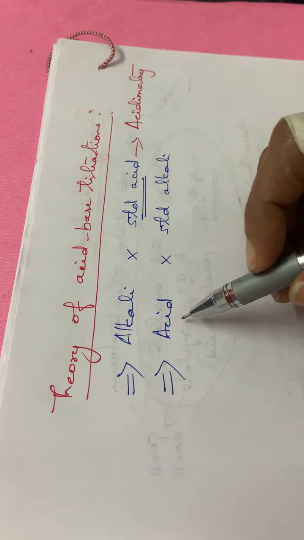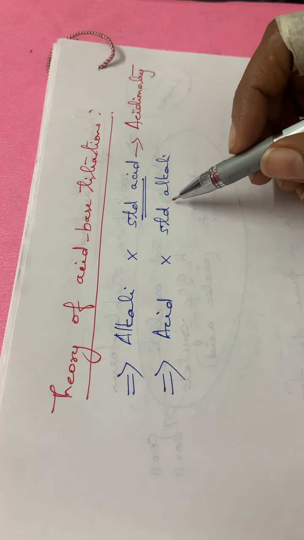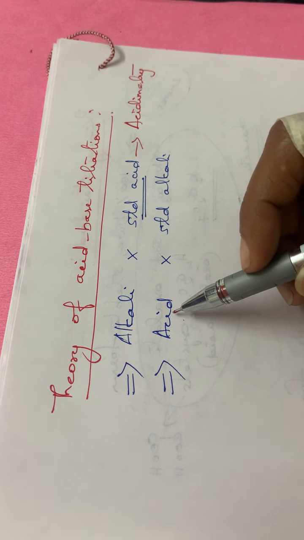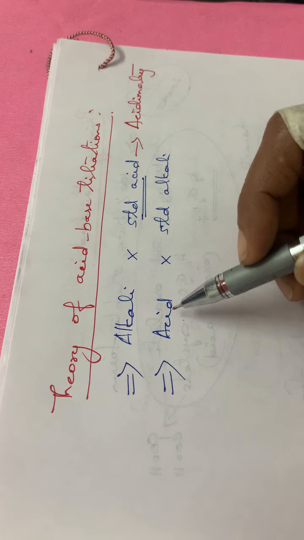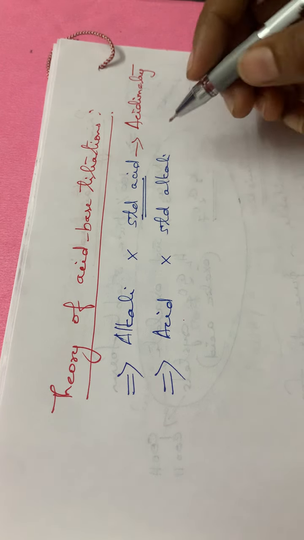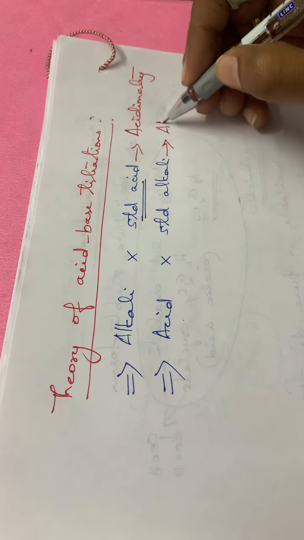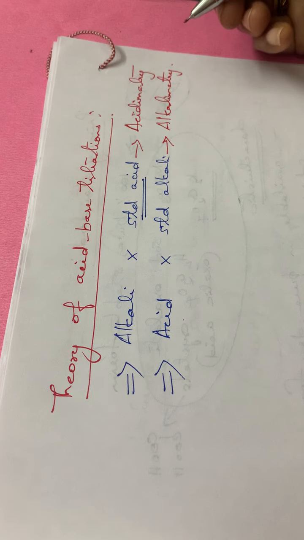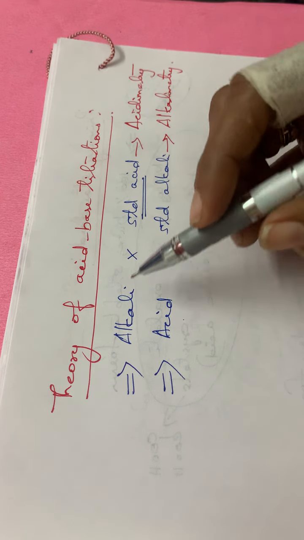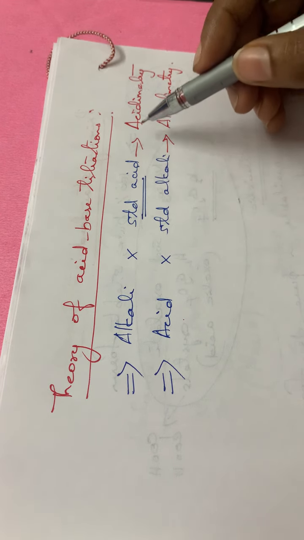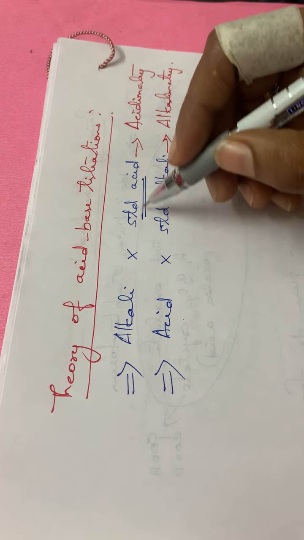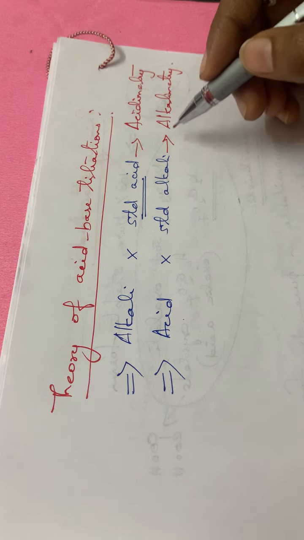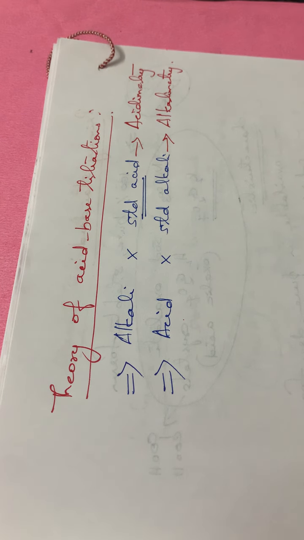Then the second case, that is acid versus standard alkali. That means the estimation of an acid solution: we have an unknown acid solution and it is titrated against a standard alkali solution, and it is called alkalimetry. So these two terms you should not get confused. Estimation of an alkali solution using standard acid is acidimetry. You have to remember this point. Standard acid means acidimetry, and if you are taking standard alkali, it will be alkalimetry.